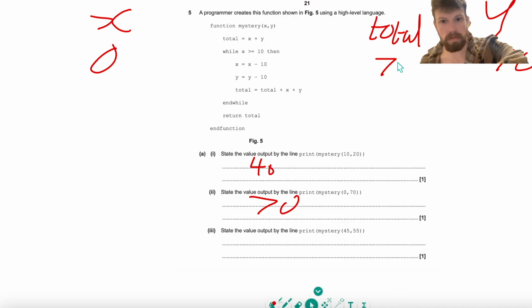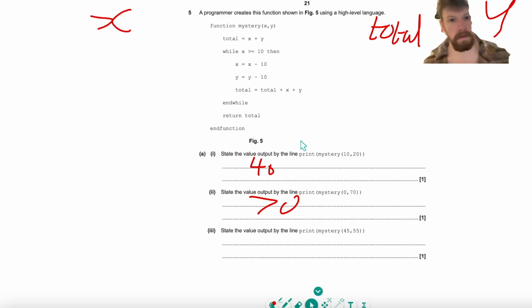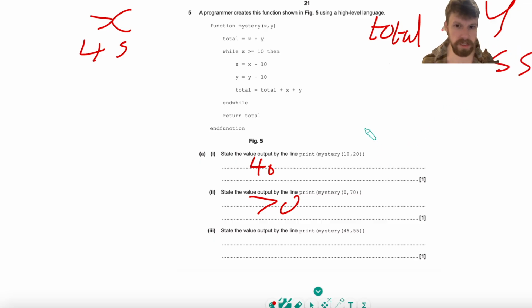Take that out. And then we're on the third one now, so in this case we've got 45 and 55. So we're going to go with 40, 45, 55. And essentially with this, we're going to add those two together, so that's going to equal 100.